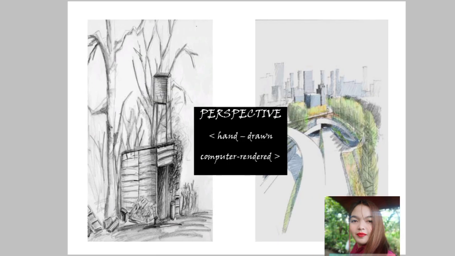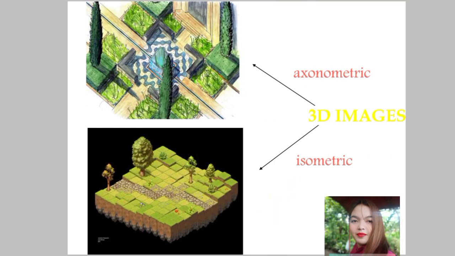So for your perspective, we have hand drawn, which is used as computer rendered. But then, it's just sketches. But then, it can be scanned through computers and then analyzed after. The next is axonometric and isometric using 3D images and used as AutoCAD, no?